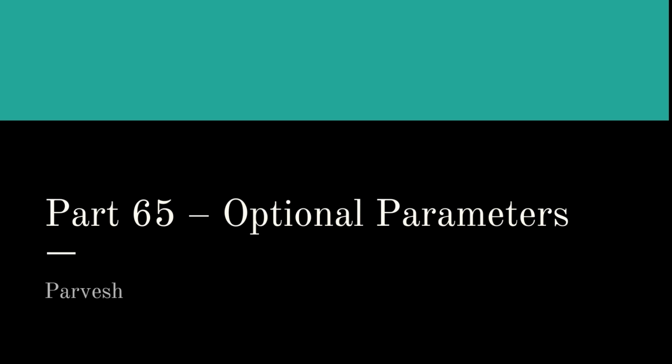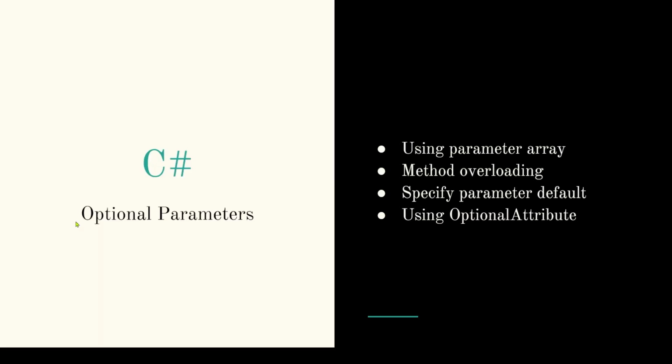In this video, we will learn about optional parameters. Basically, there are four ways to create optional parameters of a method. First one is using a parameter array. Second one is by using method overloading. Third one is by specifying parameter defaults. And the fourth one is by using an optional attribute.